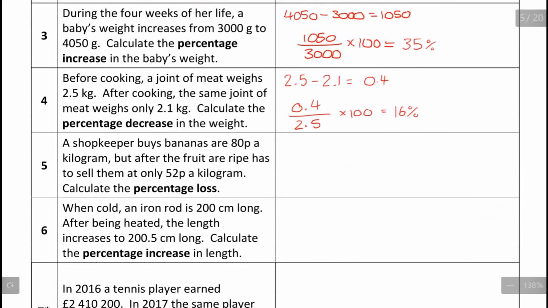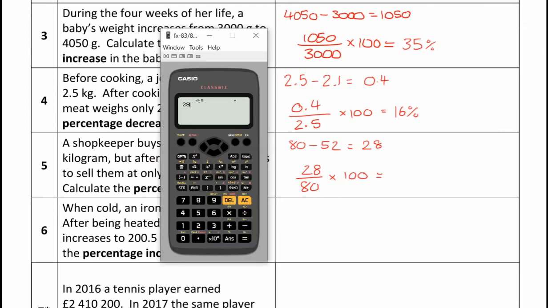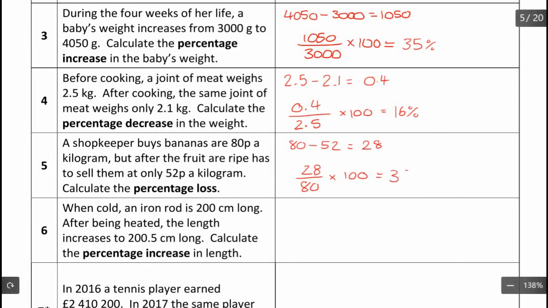Number five, a shopkeeper buys bananas at 80p a kilogram. After the fruit are ripe, he has to sell them at only 52p per kilogram. Calculate the percentage loss. So the amount lost there is 28 pence. 28p as a percentage of 80 is 35% loss.